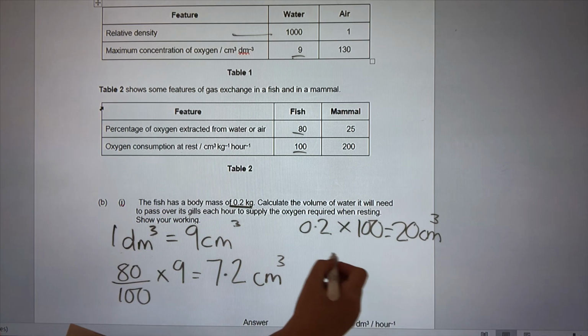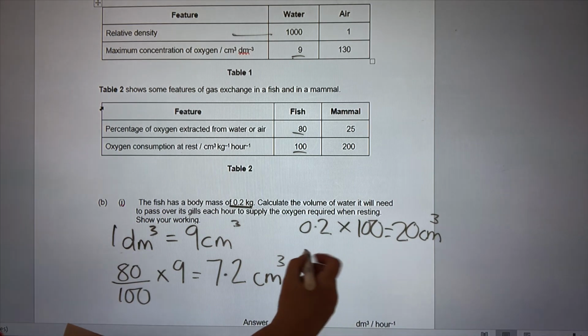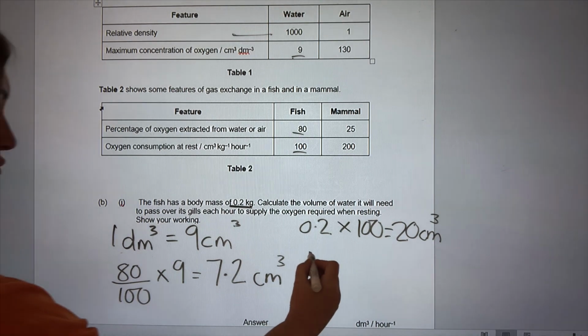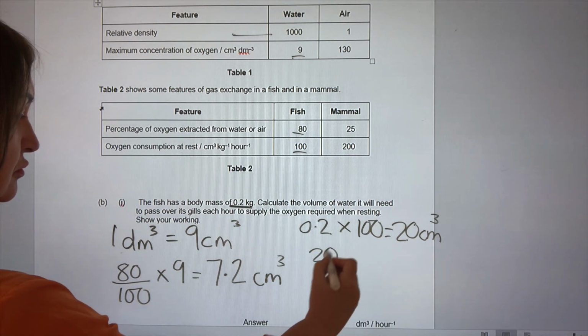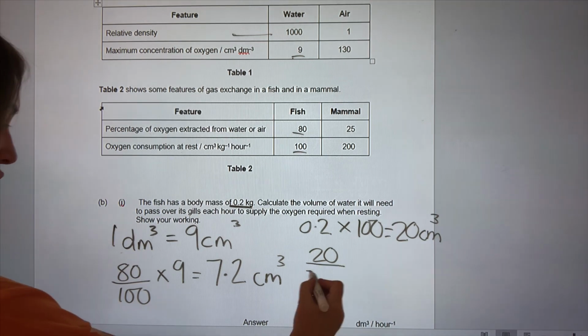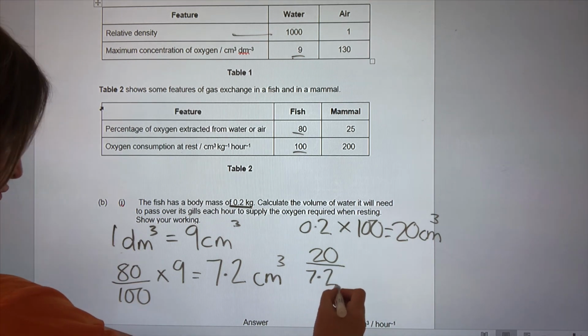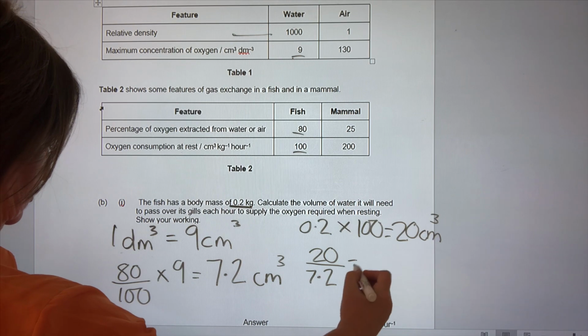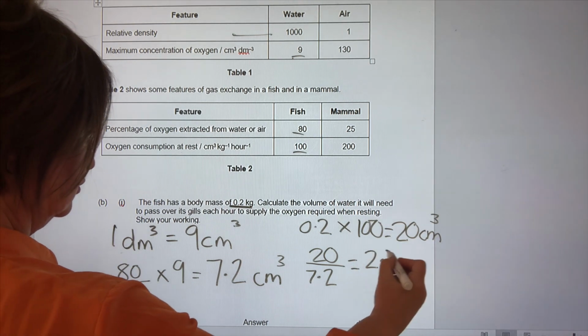Now, all you've got to do is work out how many dm cubed of water you need. So if 1 dm cubed has 7.2 and you have 20 centimeters cubed needed, you do 20 divided by 7.2. And this should give you 2.78 dm cubed.